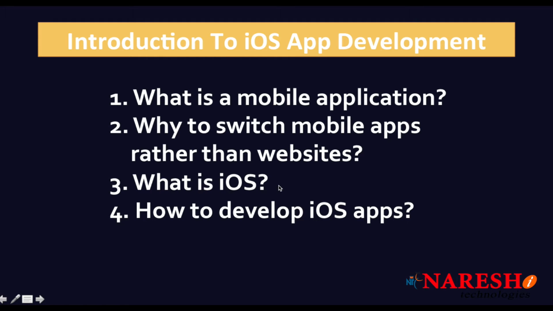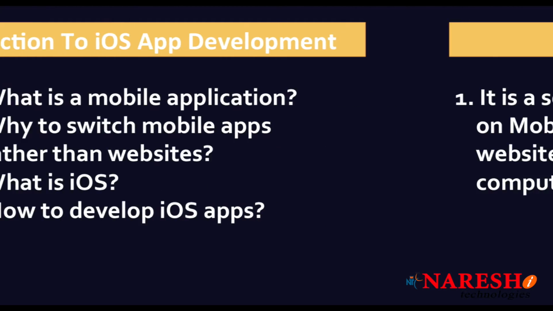iOS is a mobile operating system introduced by Apple. The operating system name is iPhone operating system, but it can be installed on three devices: iPhone, iPad and iPod touch. Let's see what a mobile application is.